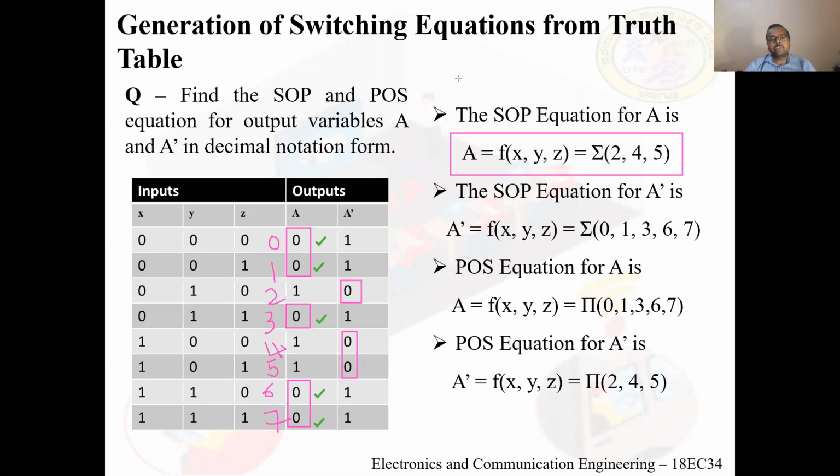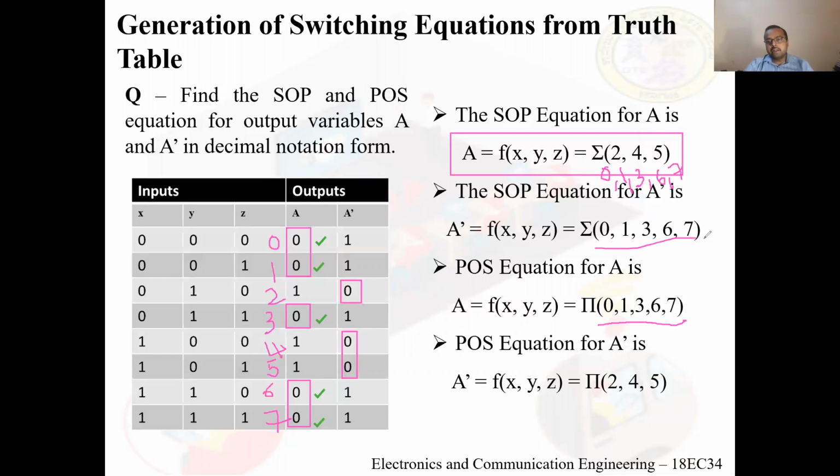Now, which are the terms which are missing here? The numbers which are missing here. Just by looking at that, 1 is missing, 2 is missing, 3 is missing, 4 is there, 5 is there, 6 is missing, and 7. So what is the POS for A then? POS for A is nothing but the missing terms that you see here. That's what we have now: 0, 1, 3, 6, and 7. If you know the SOP form, you can easily get the POS decimal equivalent notation there.